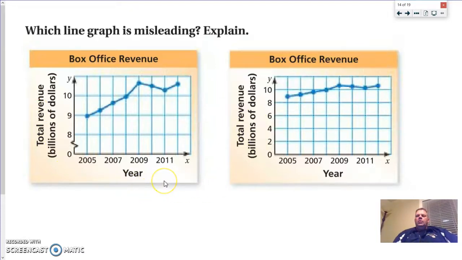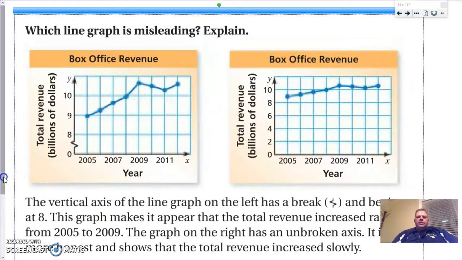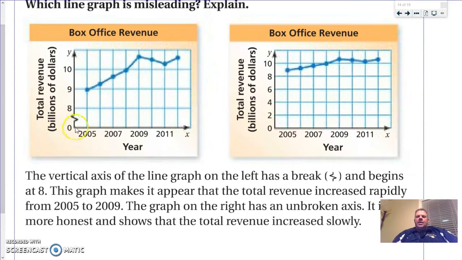There are two different examples of this, but this one is the actual best one for this. This one's a little misleading because you can see this is a broken graph, and this one really looks like it's going up a lot when actually we're really not going up a whole lot. We're going up $1 billion or so, and it looks a little bit misleading that it goes up a lot. So you can see the vertical axis on the line has a break in it right here, and it begins at 8. This graph makes it appear that it goes up a lot faster than it actually does.